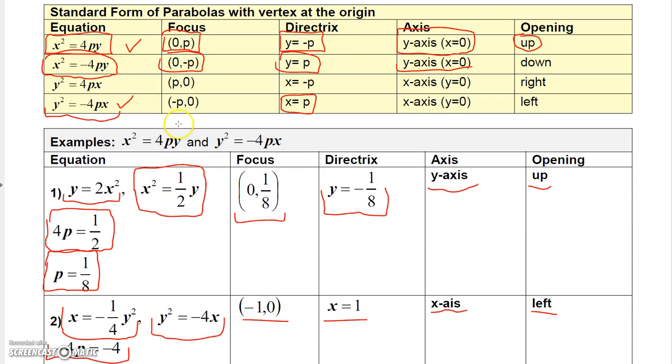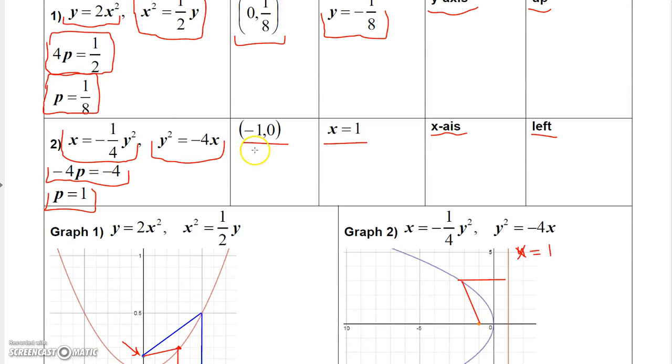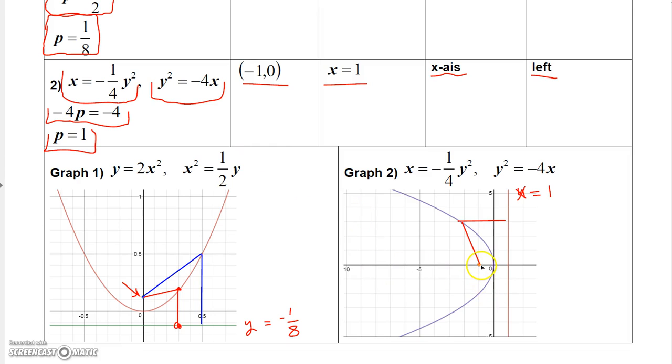Well, then for this particular parabola, the focus is the point -p, 0. In this case, that'd be -1, 0. So it would be this point right here, which is the point -1, 0. Okay, and then the directrix would be the vertical line x equals 1, and that's this line here, x equals 1.